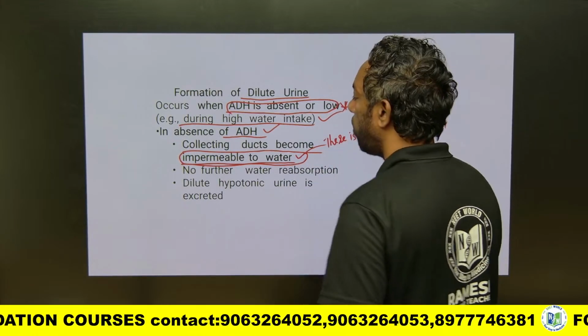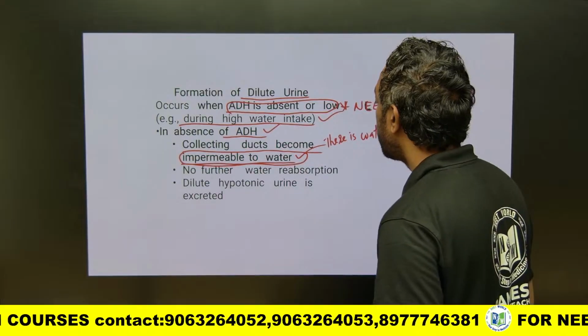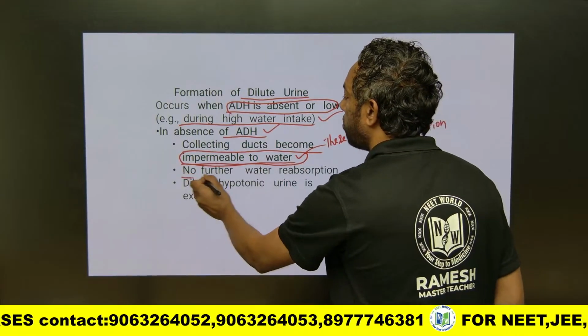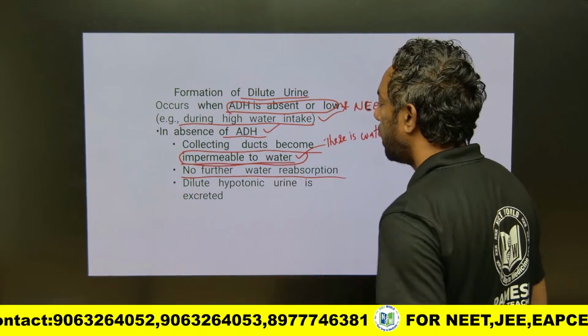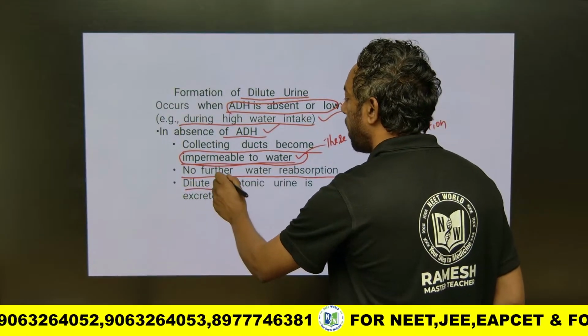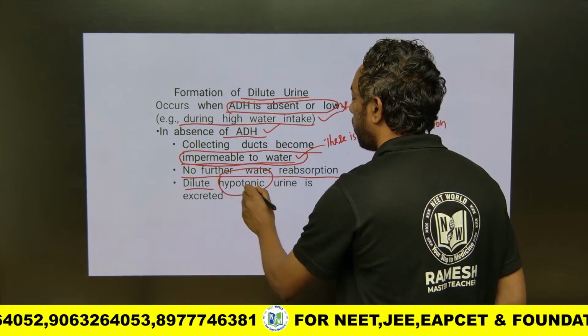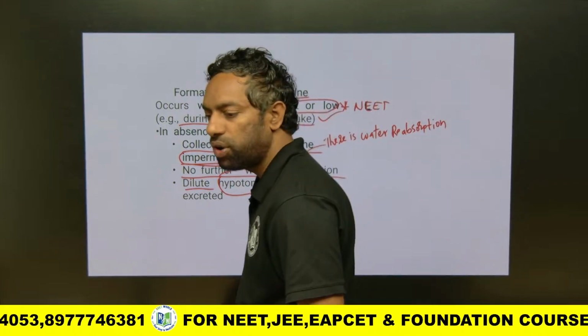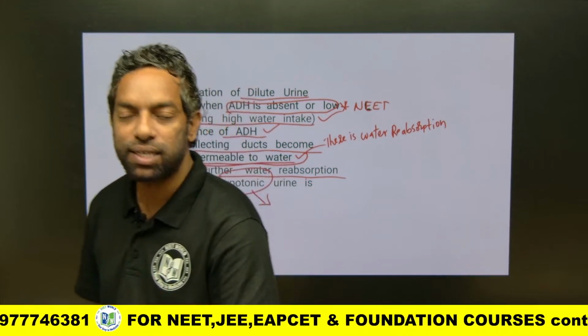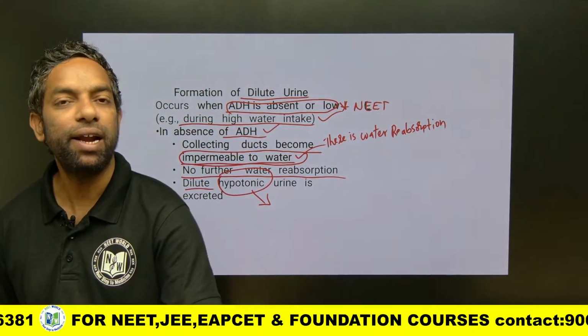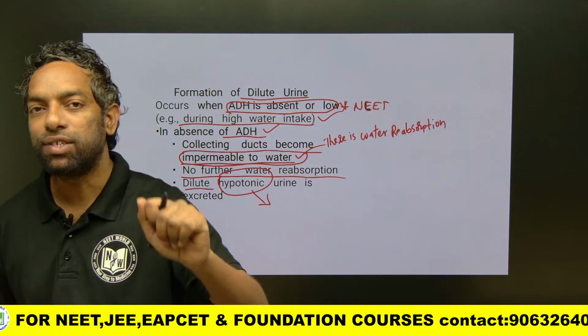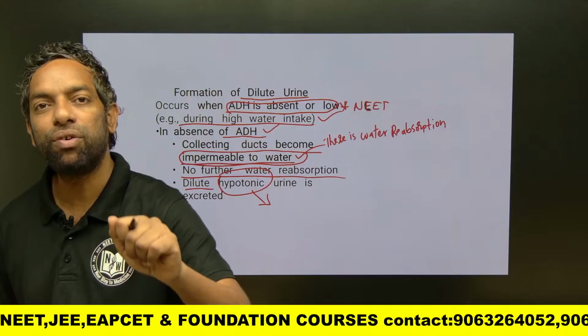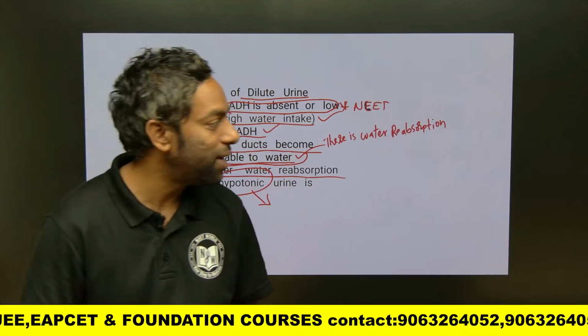There is no water reabsorption further. Dilute, meaning hypotonic, urine is produced. Hypotonic urine is produced when ADH is absent. If ADH is absent, there is no water reabsorption going to take place in the collecting duct and DCT.